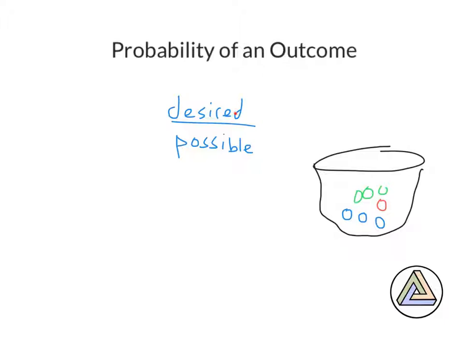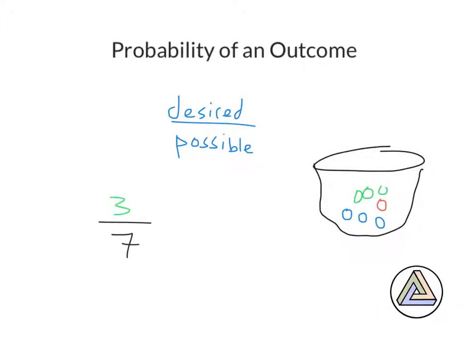Well, it's desired outcomes over possible outcomes. How many desired outcomes do we have if we're going to try to pull out a green marble? There's 3. So it's going to be 3 over the possible outcomes. How many possible outcomes are there? It's going to be 7, because there are 7 total marbles. That's probability right there.